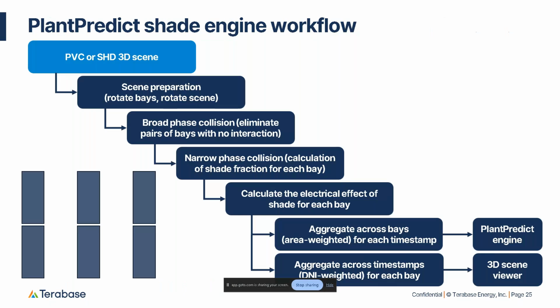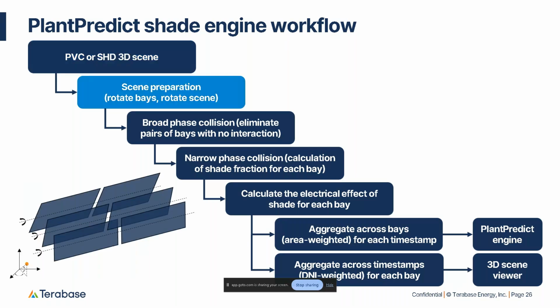Now, how is it implemented in practice? What is our workflow? So as Jason described, you upload your PVC or your shade scene, and this is what it looks like in the bottom left here. I'm showing the scene in 3D, but seen from above. You have these bays that are located in space. The first step is for each time step, we prepare the scene, meaning that we are going to rotate the bays, and each bay can be rotated individually if you have a tracker angle schedule or you have terrain-aware backtracking. And we also rotate our point of view to be from the point of view of the sun.